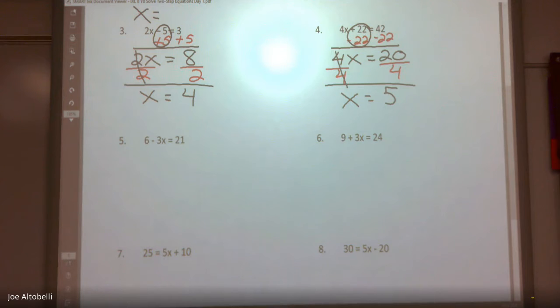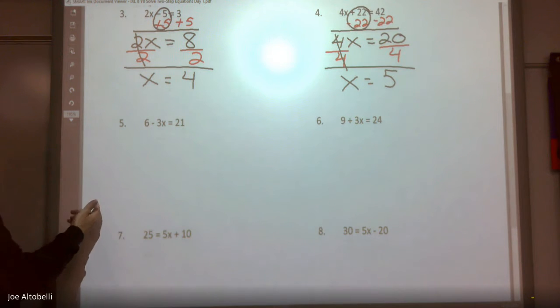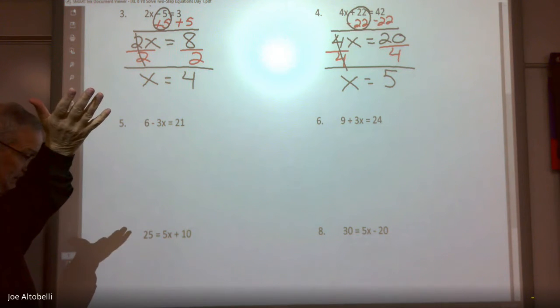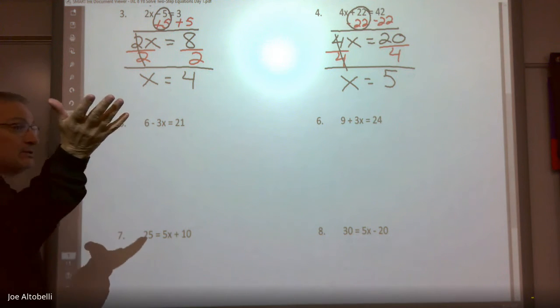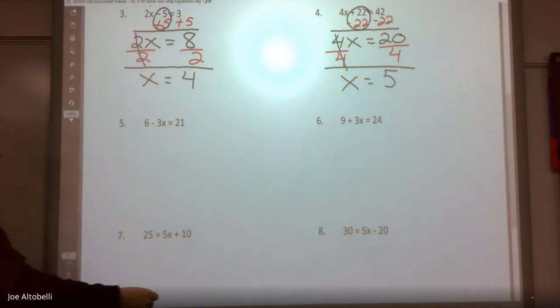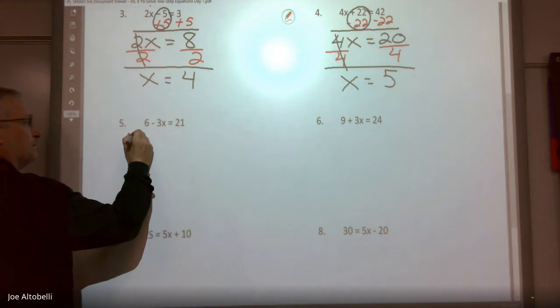Questions, anybody? Now, when I do it, it seems easy, right? Hopefully. Number 5, now it's written a little different. Okay, but you still have to understand, you're asking yourself, how do I get this 6 to be a 0? I can either subtract 6 or add a negative 6, right? Okay. So subtract the 6.